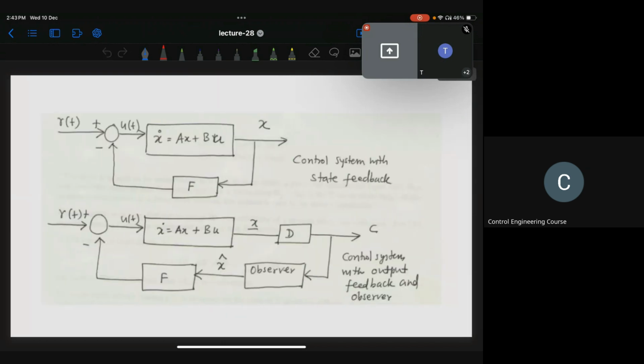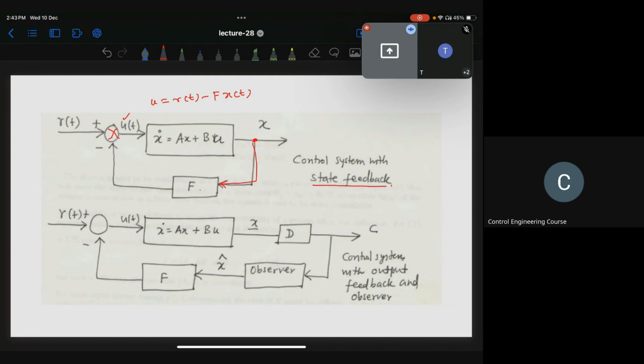Here you can see the first image and second image. The first image is state feedback, where the states are available. Let's say x. We take the states, multiply with this gain F, and pass it to the summing point and then find this u. That u will be r of t minus F x of t. So you are using the states and feeding them to find the input.